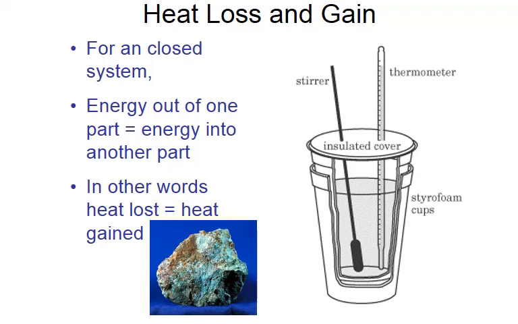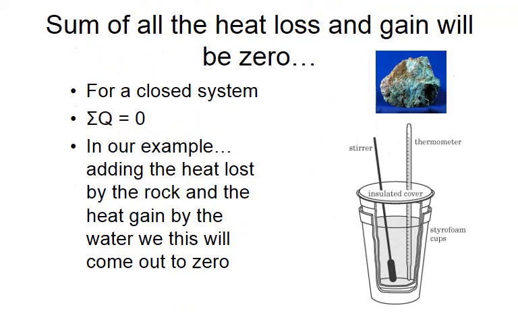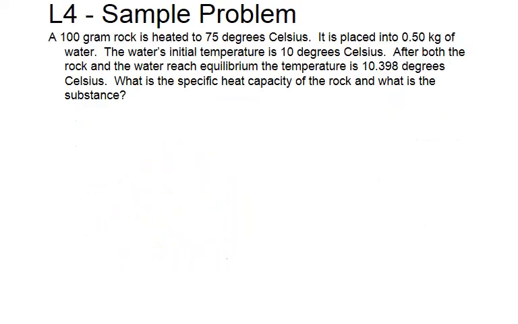So this mass is going to cool down. It's going to transfer its energy into that water, and then that water is going to heat up. So the sum of all the heat lost and the heat gained should equal 0. So if we add up all the Q's, all the thermal energy loss and thermal energy gain, that'll all add up to be 0. And we're going to use that as we continue here. So let's take a look at this example.